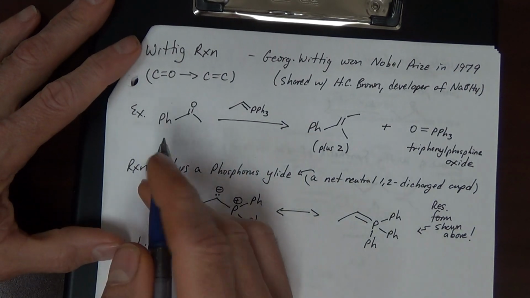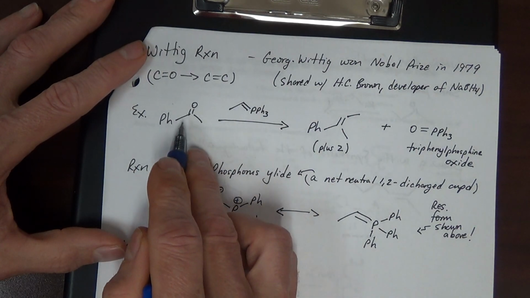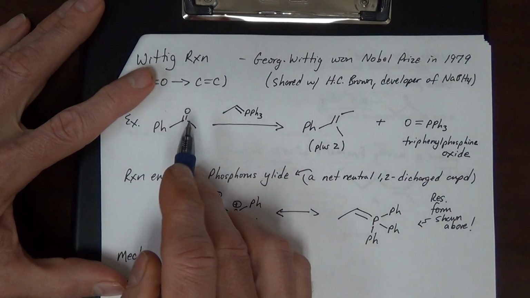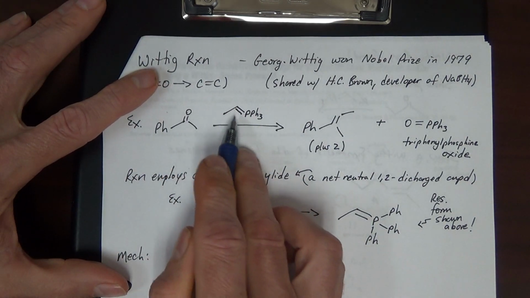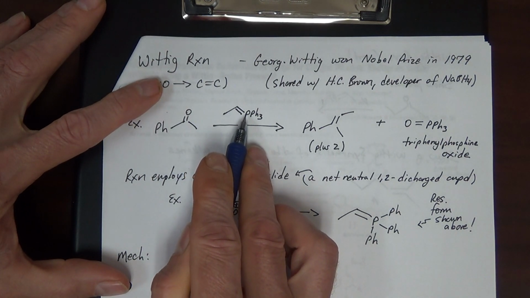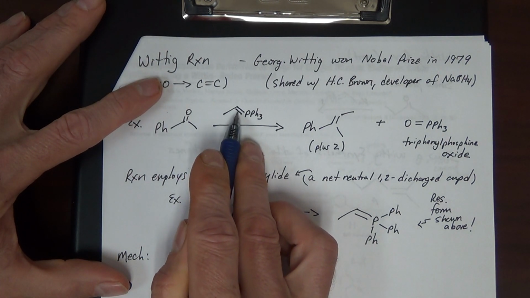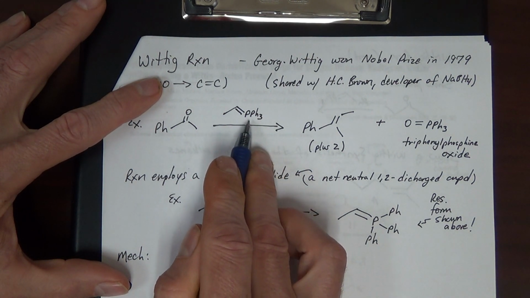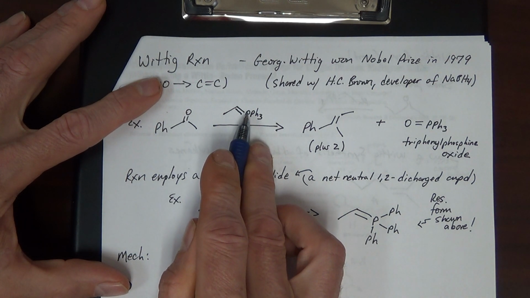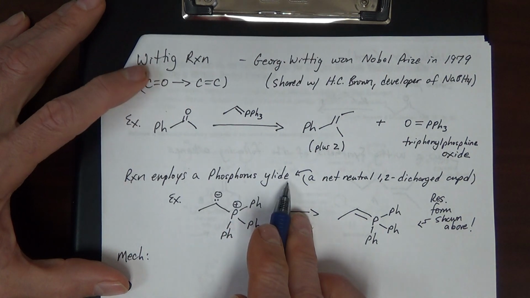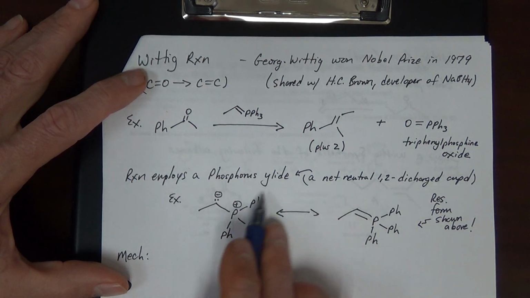An example of a Wittig reaction, we have this ketone here. And we are reacting this with this reagent, which is a little bit odd at first. It's a phosphorus double bonded to a carbon. Phosphorus has 3 R groups, 3 phenyls in this case. And this is called a phosphorus ylide. We'll look at this closer here.